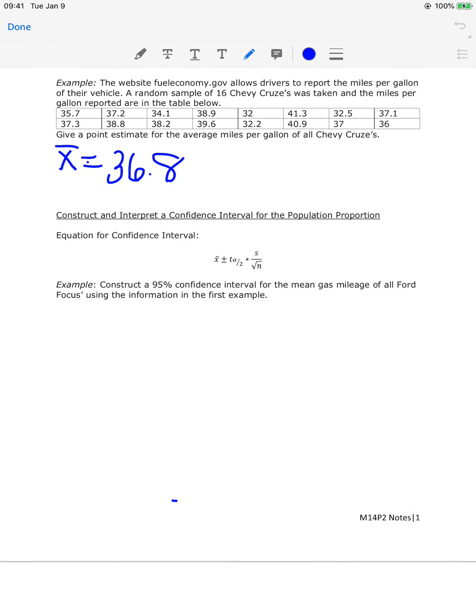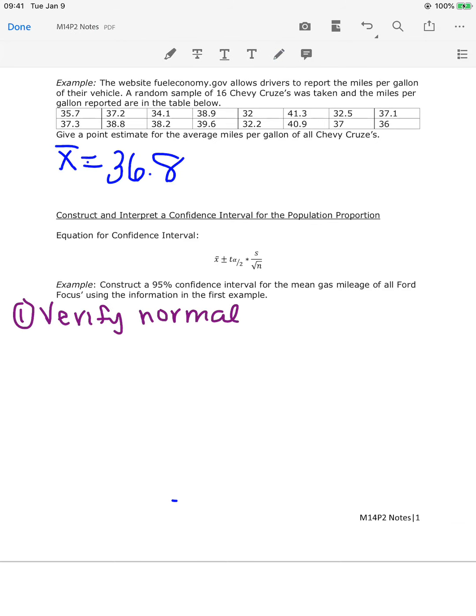Okay, now the first thing we need to do is we need to verify normality because it needs to be normally distributed. Now here we run into a problem. It does not say anywhere that gas mileage is normally distributed, and I only took a sample of 16 cars. So right here, I would stop and I would say, oop, it's not normal. We're not going to continue on.